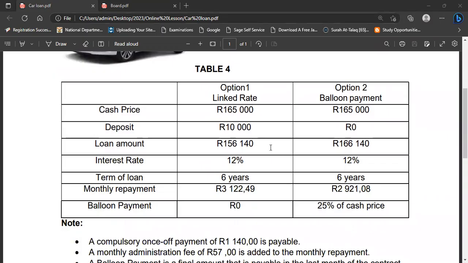All right. When you look at the following table, first and foremost, you have option 1 and you have option 2. Option 1 has no balloon. Option 2 has a balloon payment. What is the meaning of a balloon payment? It's a lump sum amount of money one pays at the end of the loan. We shall see how it's calculated.